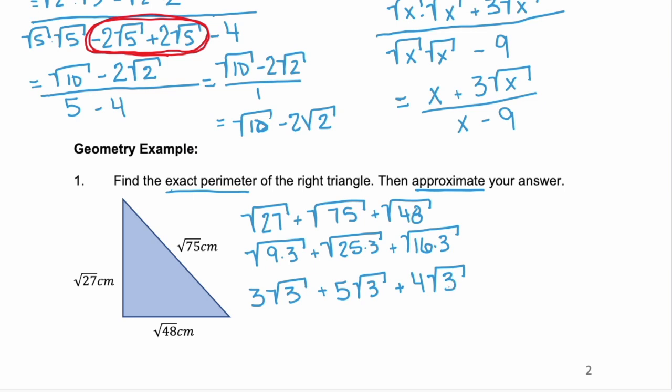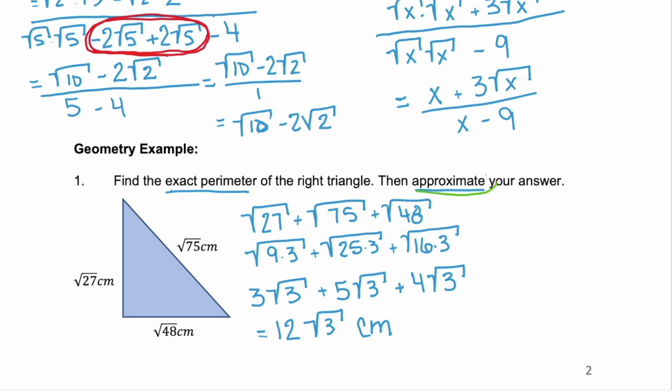Now all three terms have different coefficients in front, but they all have the same radicand of 3. So we can add the coefficients to get our answer. So 3 square root of 3 plus 5 square root of 3, well that's 8 square root of 3, plus 4 more square root of 3, that would give us 12 square root of 3, and our unit of measurement is centimeters. So that would be our exact perimeter.